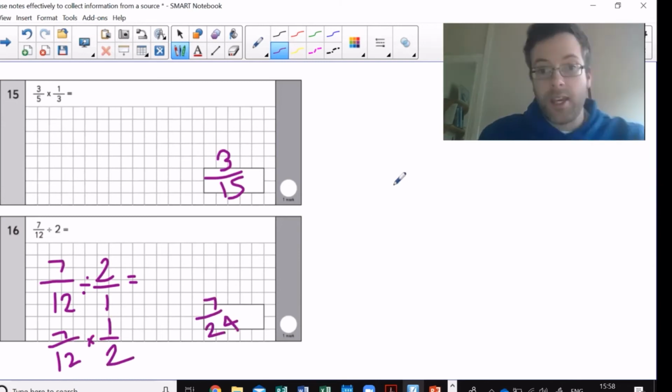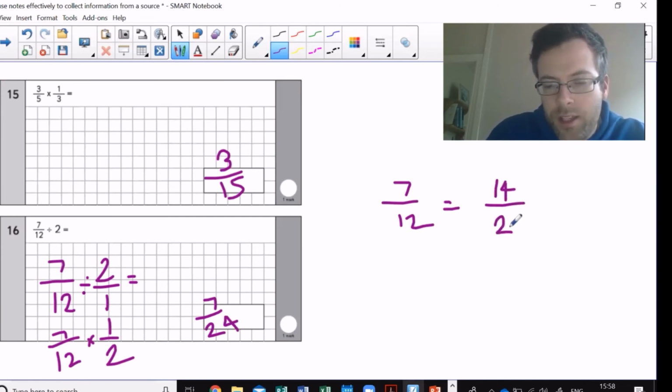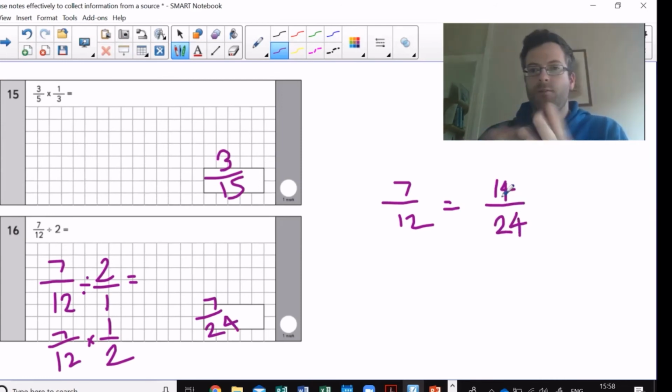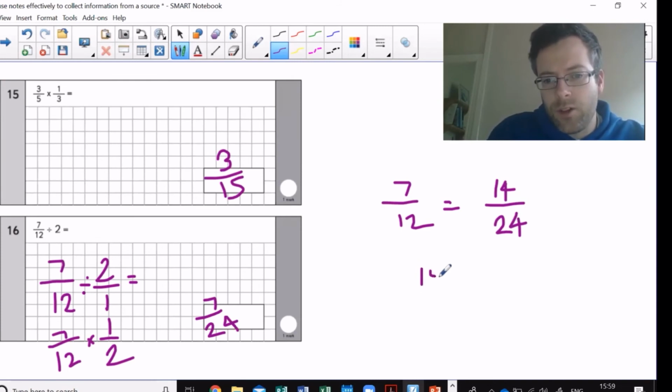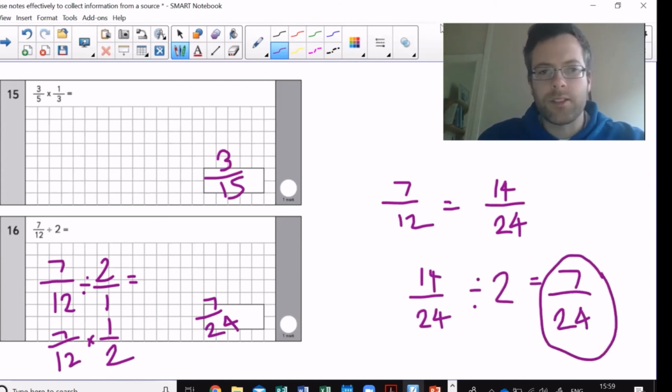However, the other way of doing it is, if we know that 7/12 is the same, I'm going to make that double that. So I'm going to make that the same as 14/24. And then if I had 14/24 and I want half of that amount of 24ths, well, 14/24 divided by 2, which is what the question's asking us to do, is going to get me to 7/24. You will see that that is the same as that. Okay? If that doesn't make sense to you, don't worry too much.